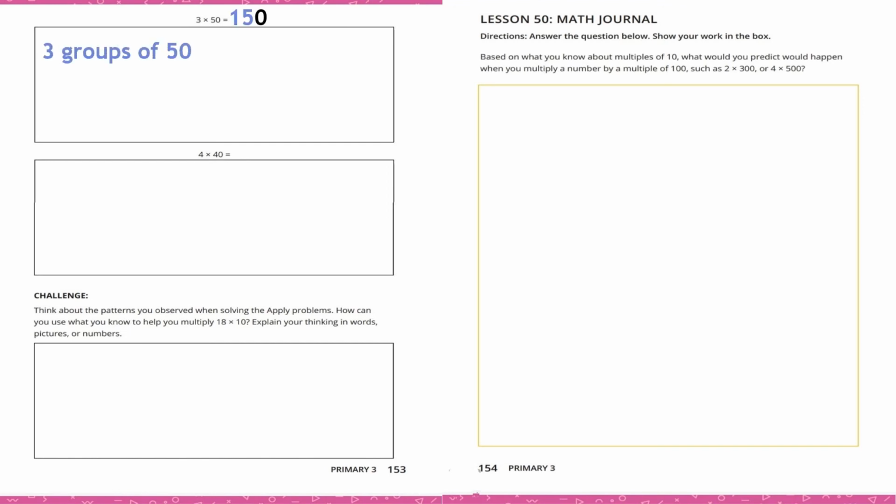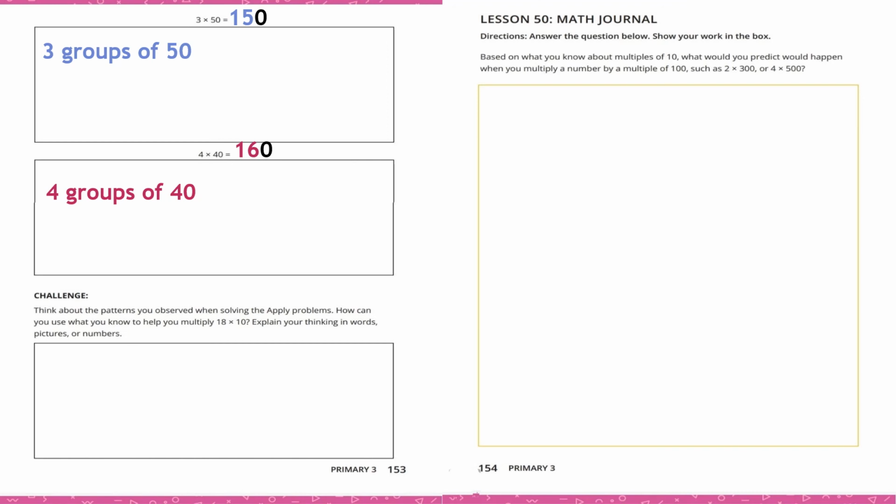Okay? Here, 4 times 40. It means 4 groups of 40. And I can take 0 out in ones, and 4 times 4 is 16. So the total is 160. Here in the challenge part, he wants you to solve 18 times 10. I will leave it for you to solve.